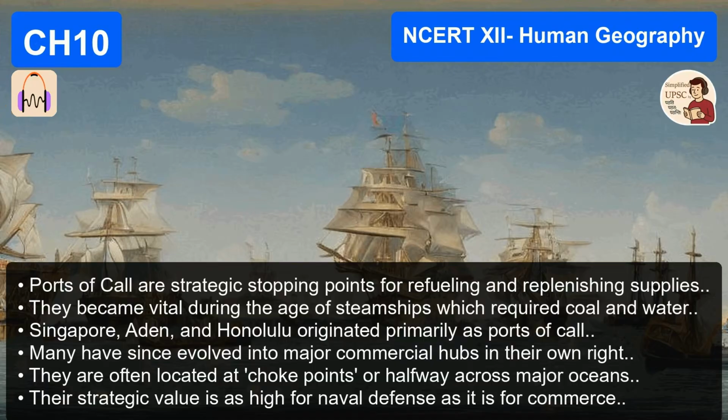And last on this list, naval ports. These are purely strategic. They are for warships, not commerce. They serve a country's defense needs. The text gives the Indian examples of Kochi and Karwar.